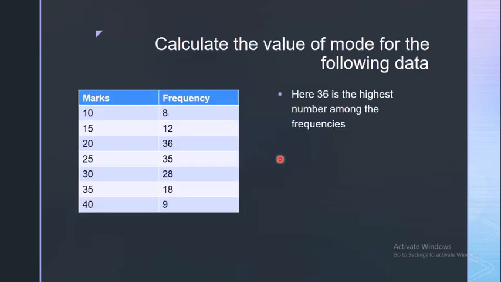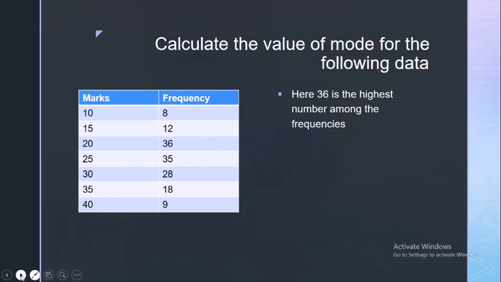Now, to an example: we have to calculate the mode of the following data that is given. We are given the marks and the corresponding frequency. By the inspection method, it is very clear that among the frequencies, 36 is the highest number. So the modal mark is 20. But that is only by the inspection method that we got this. Now I'm going to apply the grouping table method and let's see whether we get the same answer or not.